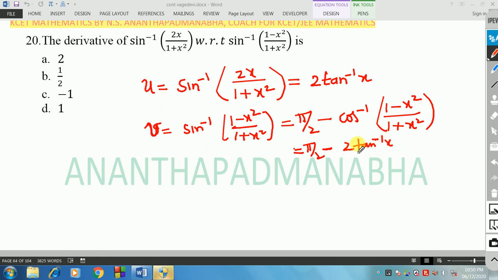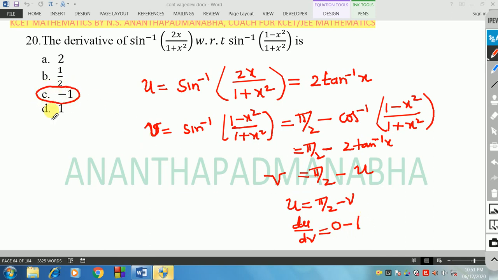We are applying all the trigonometric formulas here. So that is pi by 2 minus 2 tan inverse x, which is nothing but u here. So V is equal to pi by 2 minus u. We require du by dv, so we write u is equal to pi by 2 minus v. Therefore du by dv is the derivative of pi by 2, which is 0, and the derivative of minus v, which is minus 1. So again option C is the answer, which is minus 1 here.